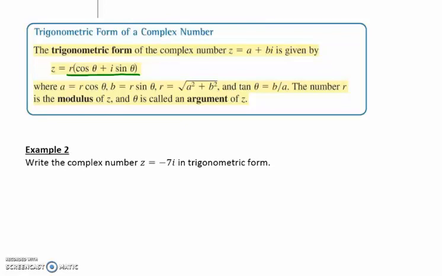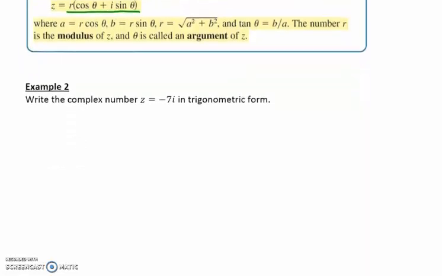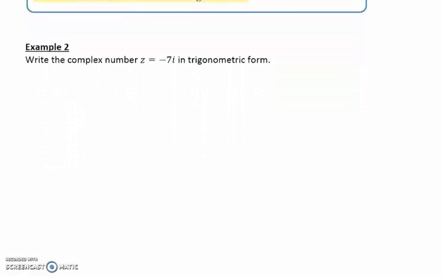Okay, so for example number 2, we want to write the complex number z equals -7i in trig form. And so the first thing that I'm going to do, I like visuals, you know that, so I'm going to graph it. And so notice that there is no real number, so that's 0, right? So we're on that vertical axis, and we just go down to 7. So it's (0, -7), or -7i. Okay, so that's how we're going to graph that.